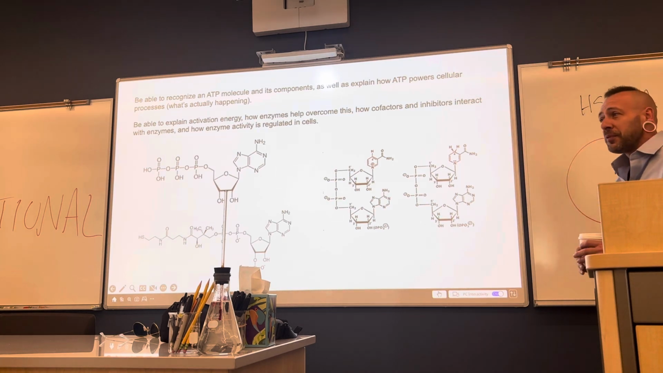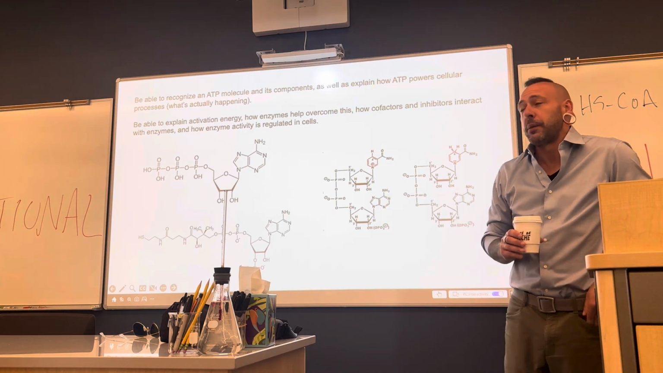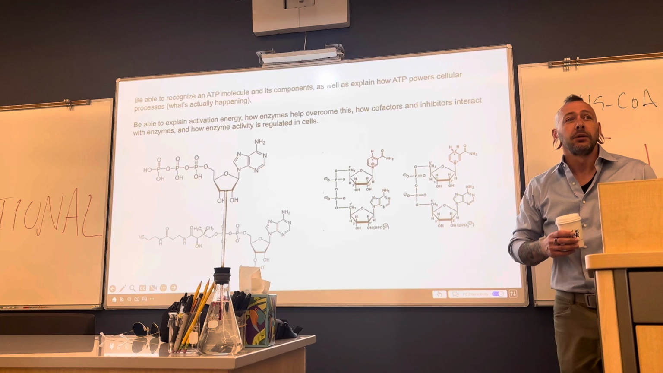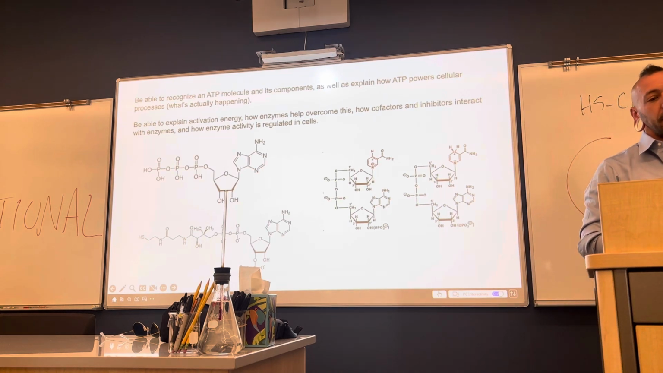This is how we make sure that we turn off the system once we have enough product. If you have a bunch of that product, you don't need to make more of that product, so the product itself can act as an inhibitor. That's one way that we can regulate enzyme activity. What's another one?